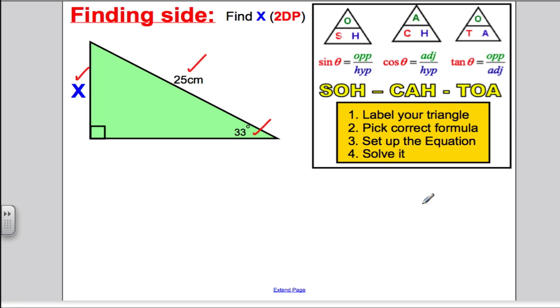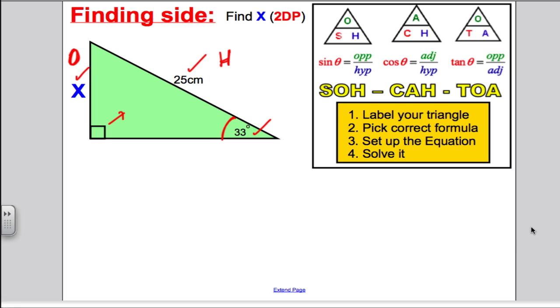Okay, step one with these questions: always label your triangle. Here's the angle we are given in this case. Let's label the sides we want to know and are given. So forget about this, we don't need that, and nothing's talking about that. We need to know this one, and we've got this one. Now, the x is opposite the 33, so we're going to call it O. And the 25 is opposite the right angle, so we're going to call it H.